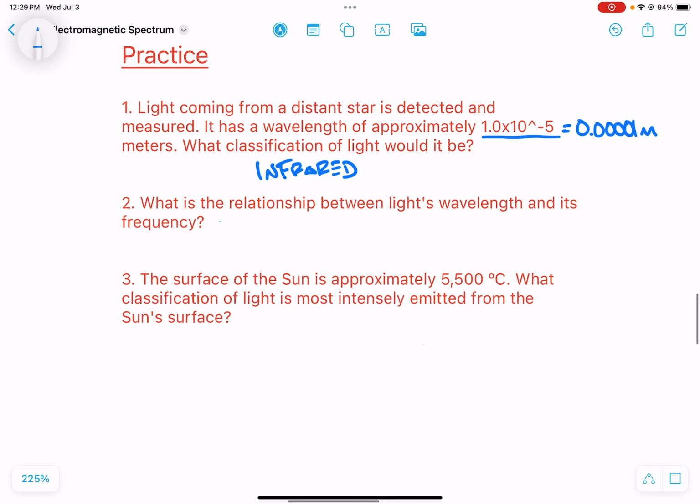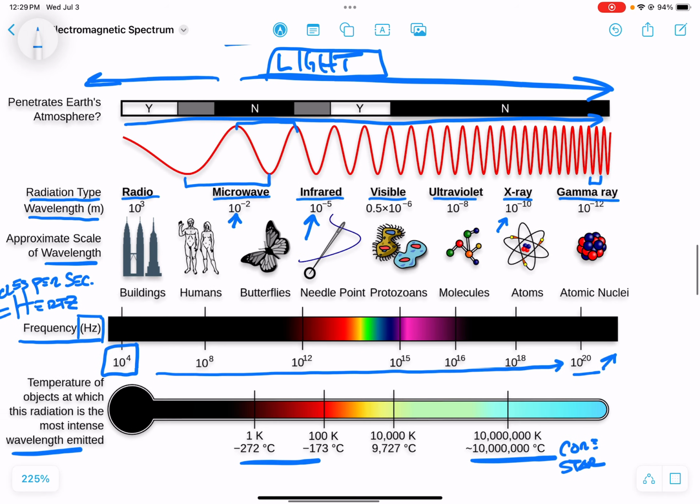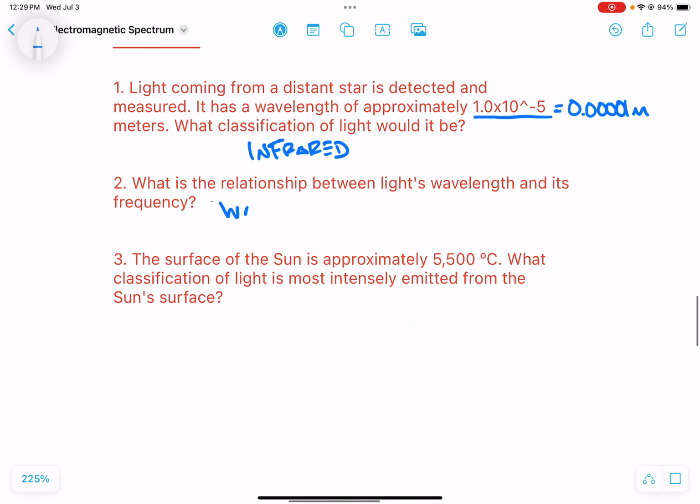Question number 2. What is the relationship between light's wavelength and its frequency? Well, we've already discussed this. As the wavelength of the light gets shorter, okay, the frequency increases. The frequency of the light increases. So as wavelength decreases, okay, then the frequency increases. And the inverse is also true. As wavelength increases, the frequency will decrease, okay?